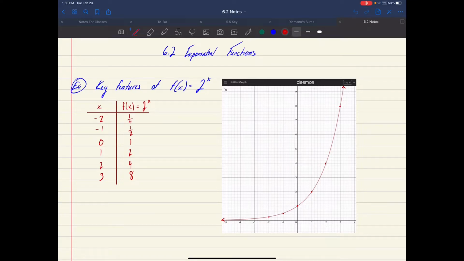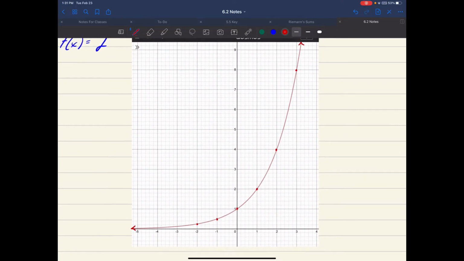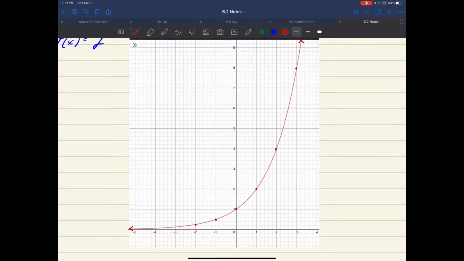This week we're looking at 6.2, which is exponential functions. So we're going to start just by looking at the graph and a table of f of x equals 2 to the x. So that x is in the exponent right here. So any value that we plug in is going to be a power. So looking at the table, let's look at the graph first actually. So in this graph I marked off some points.